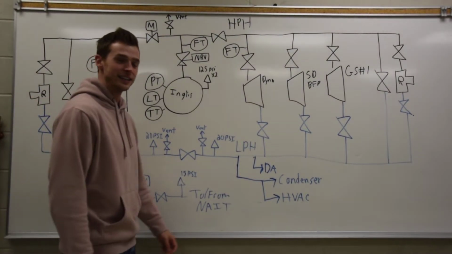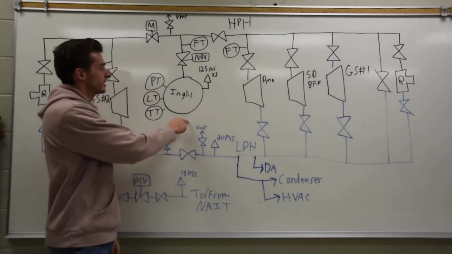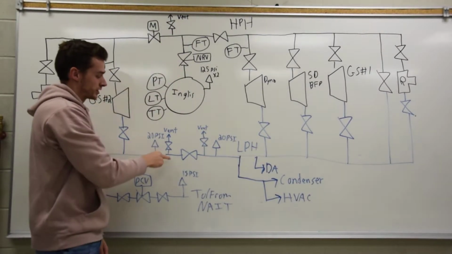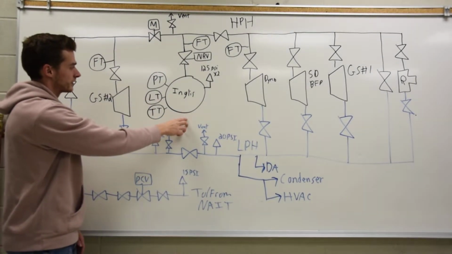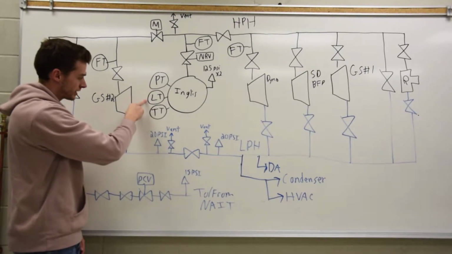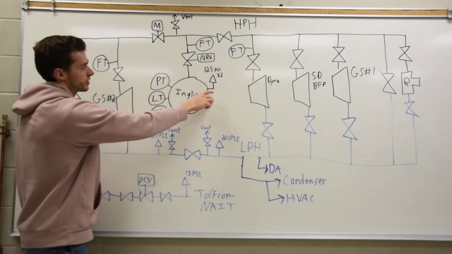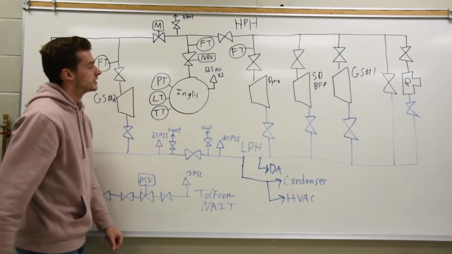Hi, I'm Mike. I'll be talking about the steam flow from the English boiler to the high pressure header down to the low pressure header. So we start off with the English boiler that has a pressure transmitter, a low level transmitter, and a temperature transmitter on it, along with 225 psi stage relief valves.